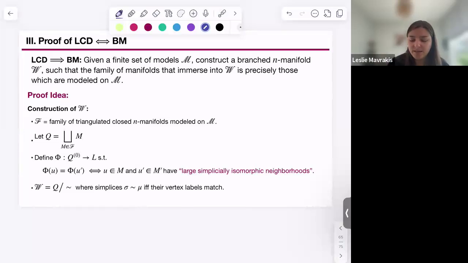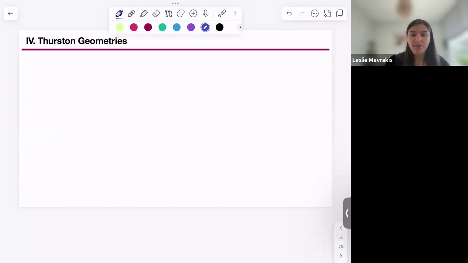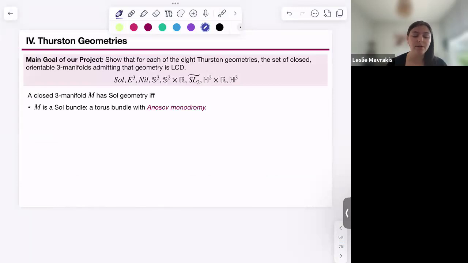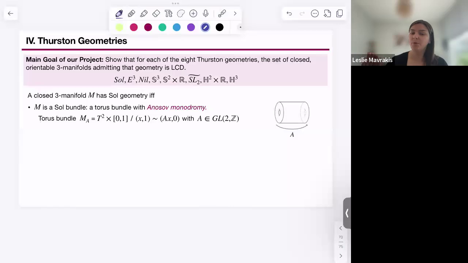So I want to just take a few minutes to talk about the picture in Sol geometry. If you recall, we're trying to show that, at least in this case, the set of closed orientable three-manifolds that have Sol geometry is LCD. A closed three-manifold has Sol geometry if and only if it's a torus bundle with Anosov monodromy. That means it's torus times interval with one side glued to the other using an Anosov matrix. Or it's a semibundle, a Sol semibundle. And that just means it has a twofold cover that is a Sol bundle.